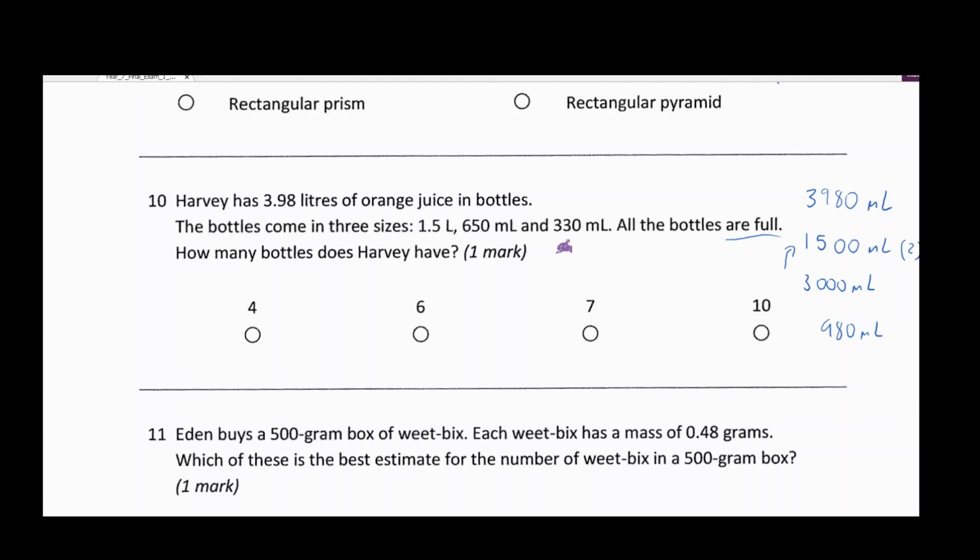So we can put 650 mils of this. The 650, that's going to leave us with what? 8 take 5 is 3. 9 take 6 is 3. 330 mils. So he has 2 of them, and he has 1 of these, 1 650 and 1 330. So how many bottles does he have? He's got 4.